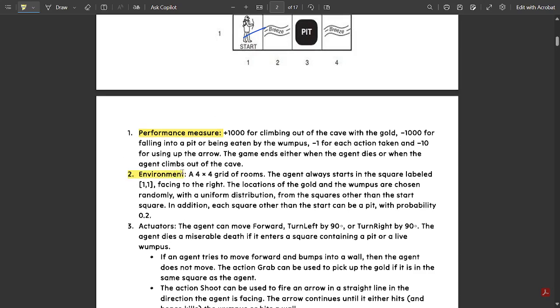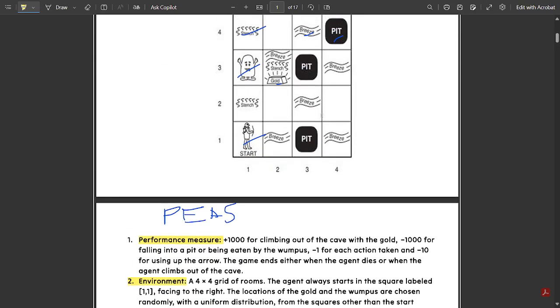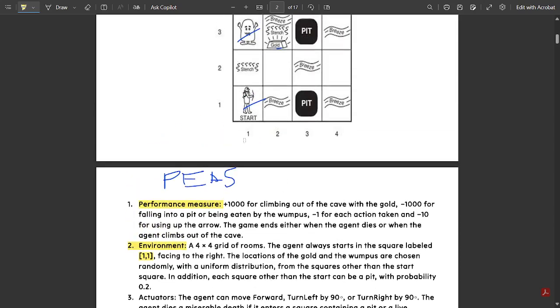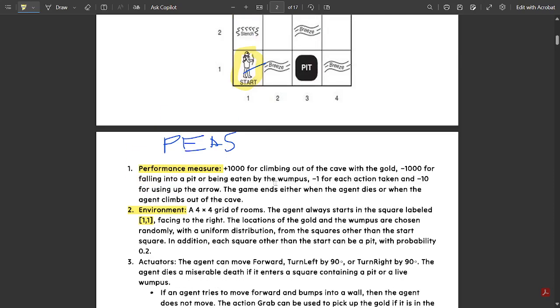Next is environment. So this is completely a PEAS classification. You know that P stands for performance measure, E for environment, A for actuators, and S for sensors. Hope you might be knowing this. Next we have environment. What is the environment here? You can see a 4 cross 4 grid of rooms. The agent always starts in the square labeled 1 comma 1. This is the starting point of the agent, 1 1 you can see here, facing to the right.